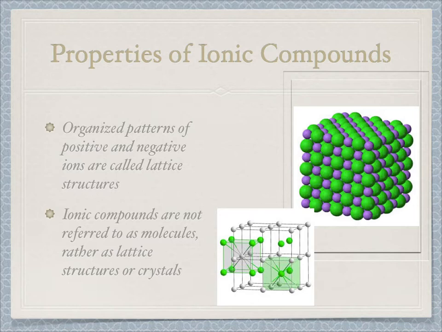And we shouldn't refer to ionic compounds as molecules, because they're not. Which one of these is NaCl? That one, or this one, or this one? How do I know which one of those goes with that sodium ion? So we really shouldn't call them molecules. Usually they call them either lattice structures or crystals, and that's what they're referred to.